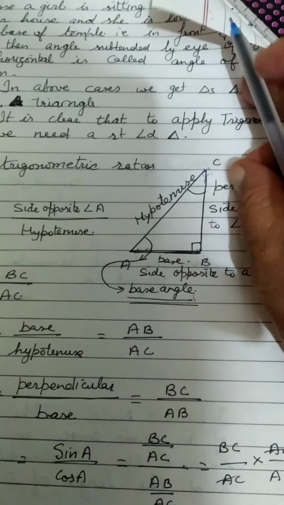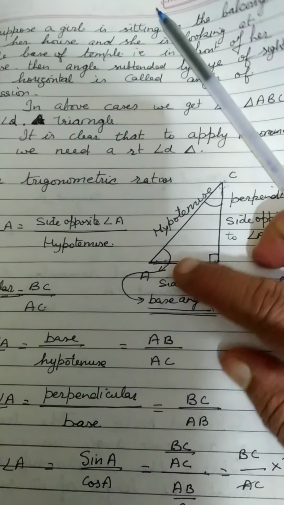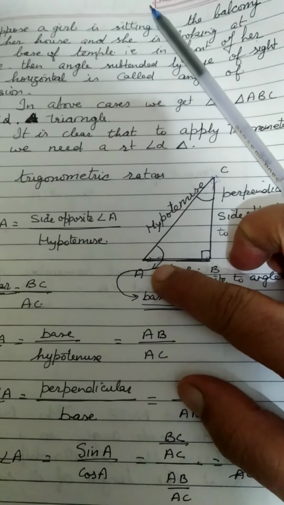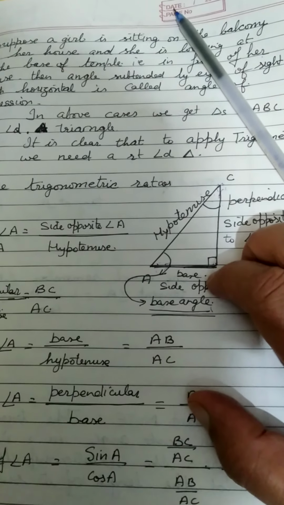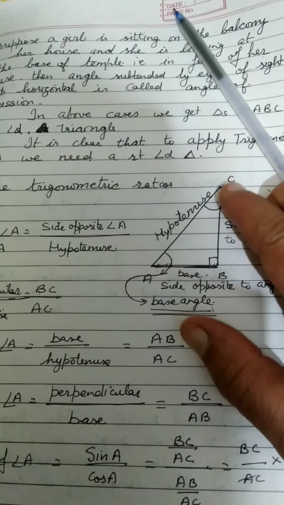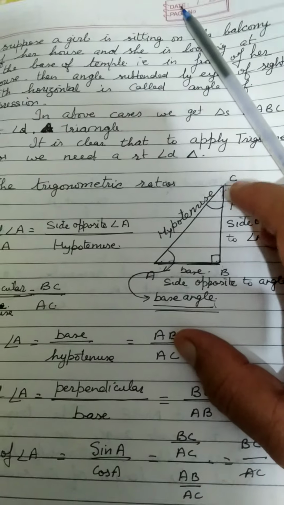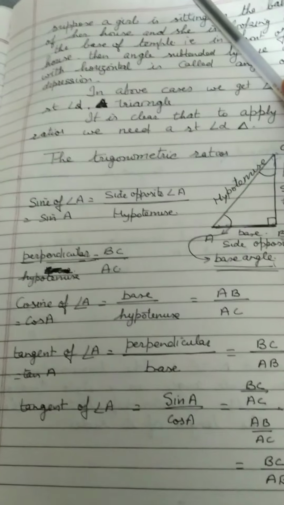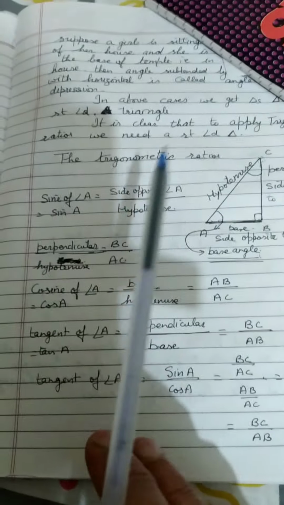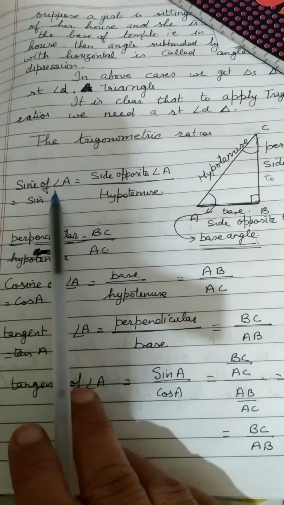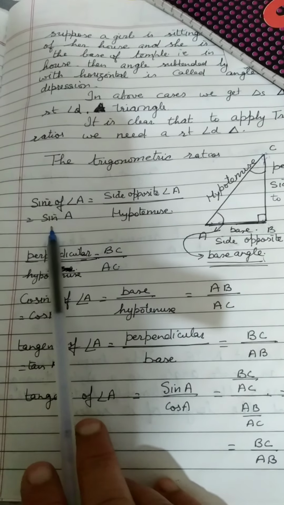Now one thing must be clear to you, that if angle A is the base angle, then it is formed on AB, so AB is the base. If angle C is the base angle, then the base is BC. Now we come to the trigonometric ratios. First of all, the first trigonometric ratio we will learn about is sine of angle A. Sine of angle A is written as sine A.